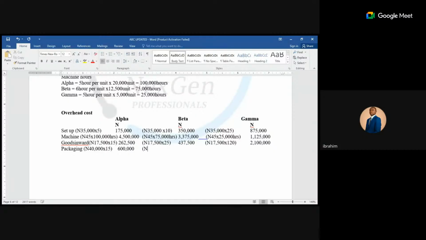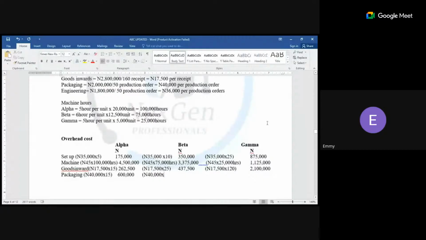So we can have 40,000. What is the production order for beta? 10. What do we have here? 400,000 naira. So this is 40,000 times, what is the production order? 25. So what do we have here? 1 million. Thank you. So the next one is engineering.